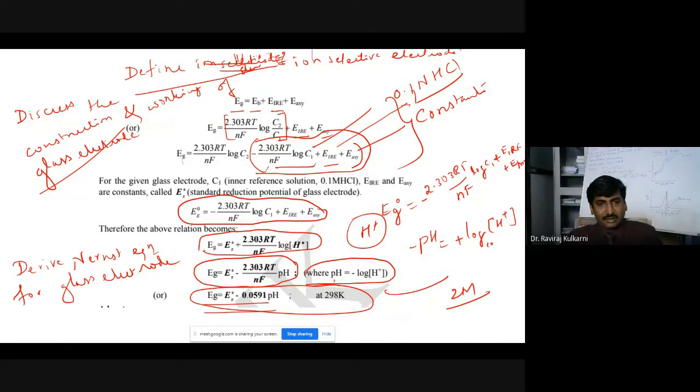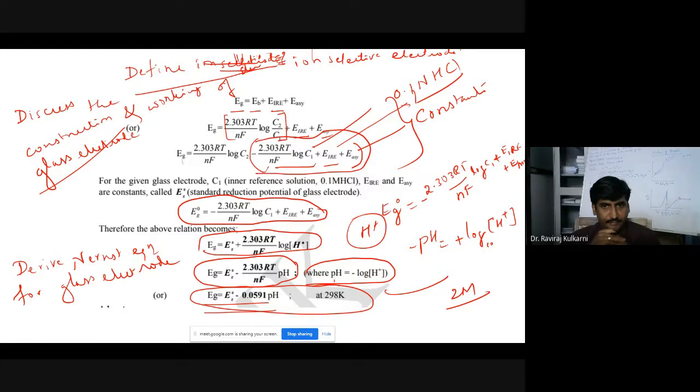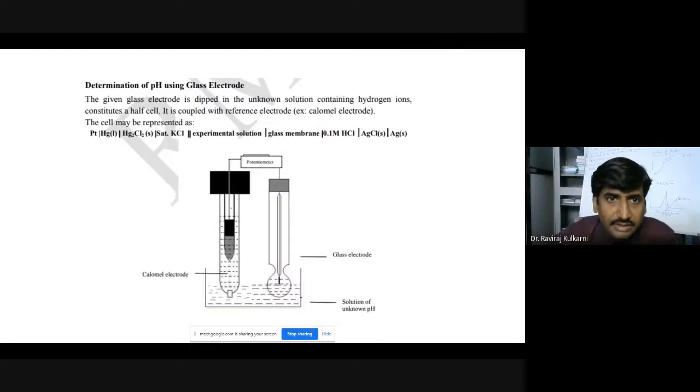Definition carries 1 mark. The derivation carries 7 marks at least, 6 to 7 marks. Then construction and working. Okay, any questions here? No, sir. You understood? Okay, so I'll go to the next.